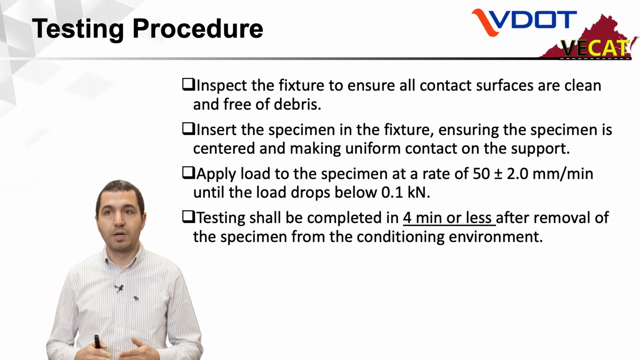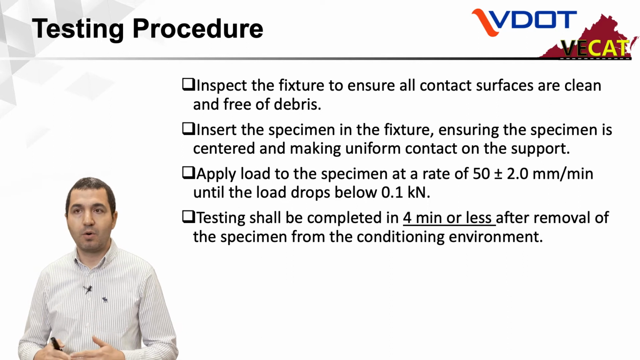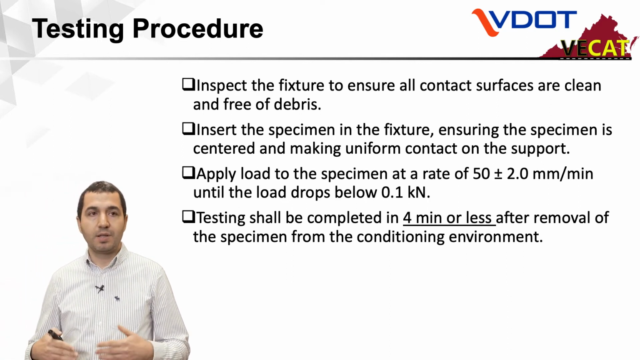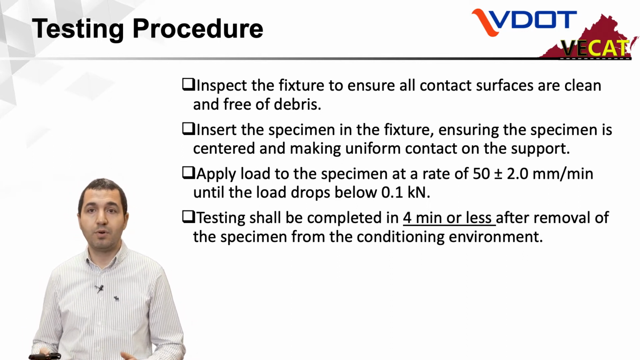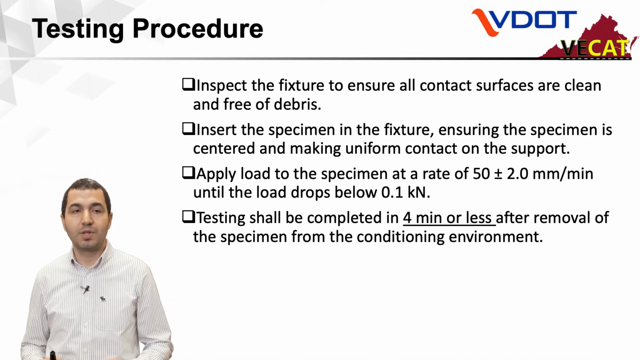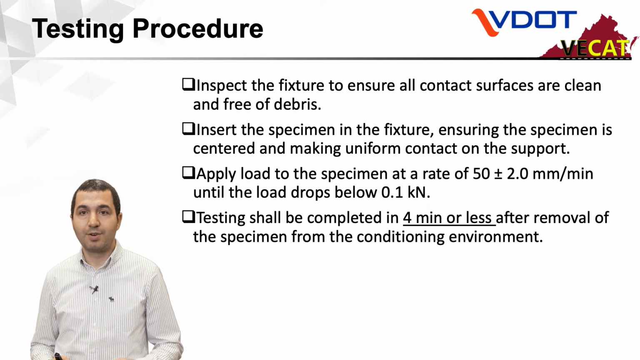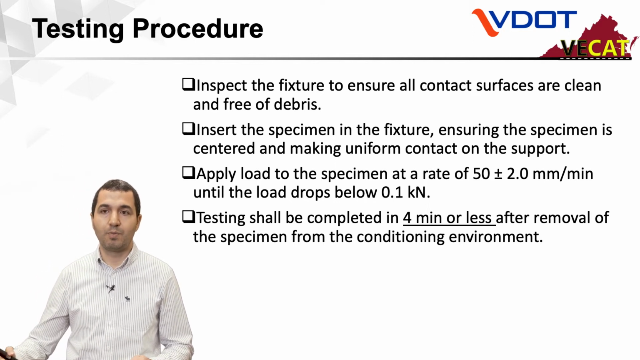Testing procedure. Inspect the fixture to ensure that all contact surfaces are clean and free of debris, and install the specimens into the fixture. Ensure that it is centered and making uniform contact on the support. And apply loading to the specimens at a 50 millimeter per minute rate until the load drops below 0.1 kilonewton after reaching the peak load.